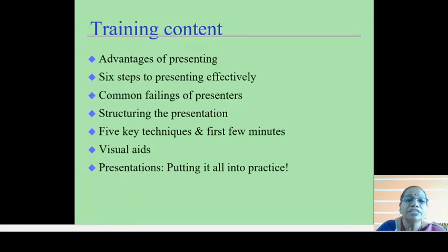Training contents are advantages of presenting, 6 steps to presenting effectively, common failings of presenters, structuring the presentation, 5 key techniques and first few minutes, visual aids, presentation, putting it all into practice.